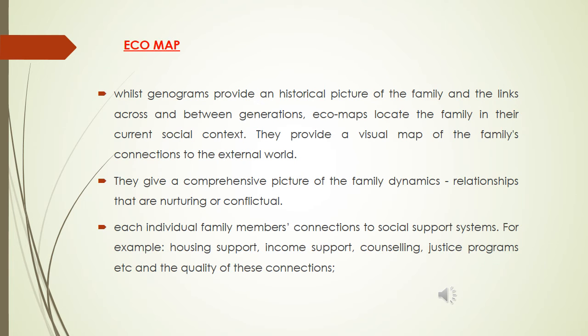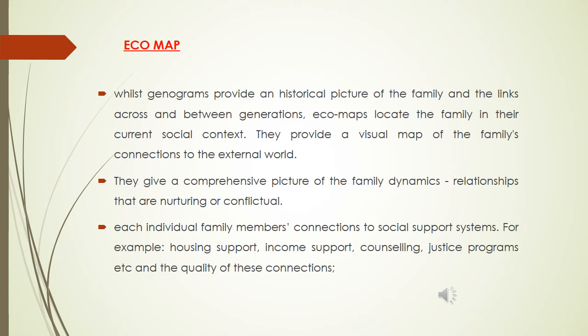Genograms provide a historical picture of the family and the links across and between generations, but eco maps locate the family in their current social context. They provide a visual map of the family's connections to the external world. They give a comprehensive picture of the family dynamics, the relationships that are nurturing or conflictual.